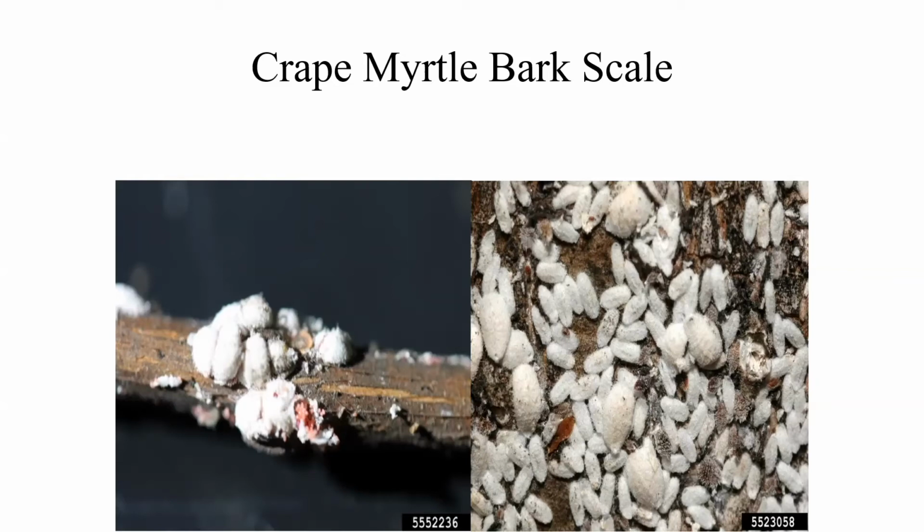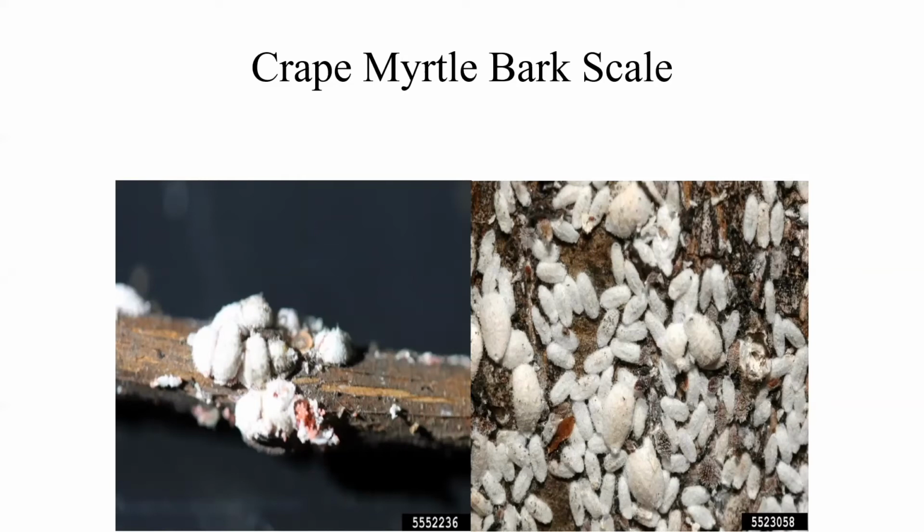They are honeydew producers, and it can be quite extreme. Then you'll have a lot of sooty mold showing up on your crape myrtles, which can limit photosynthesis of the plant if it becomes extensive.